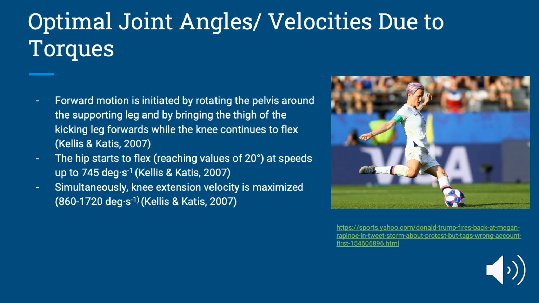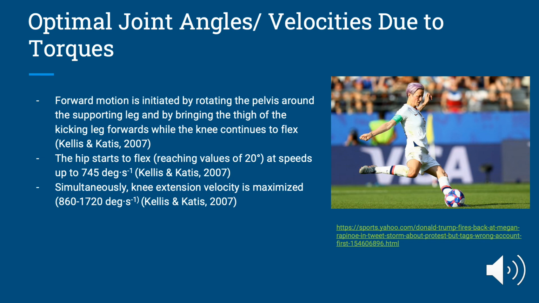So next we're going to go on to leg acceleration. We're just going to skip over leg cocking because the leg acceleration is what's really contributing to the torque about the hip and the knee, which goes into kicking the actual ball. So the forward motion is initiated by rotating the pelvis around the supporting leg and by bringing the thigh of the kicking leg forwards while the knee continues to flex. So you can see in the picture of Megan Rapinoe, her thigh is coming forward and is almost even with her other leg, but her knee is still flexed with her leg, her shank behind her.